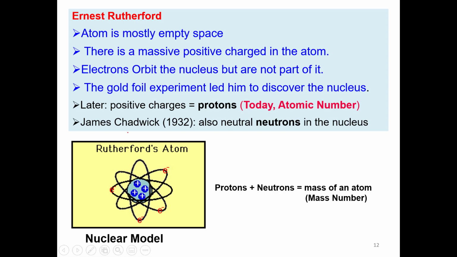Then this was the Rutherford atomic model, and he proposed there is a positive massive charge in the middle of the atom, and around this one the electrons orbit around this positive charged mass. Yes, the electrons orbit around this positive charge, which is called the nucleus.